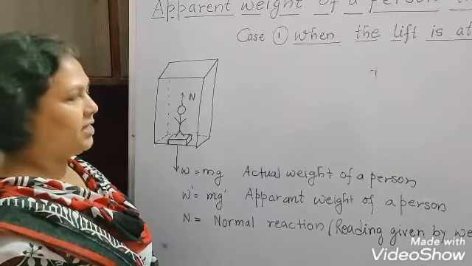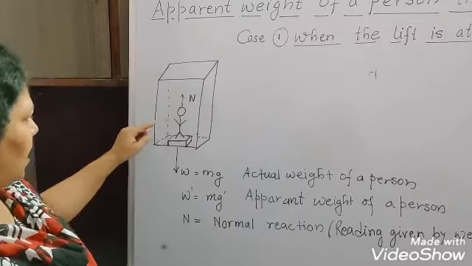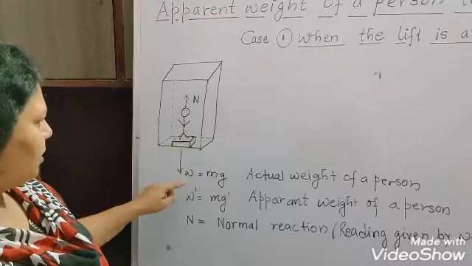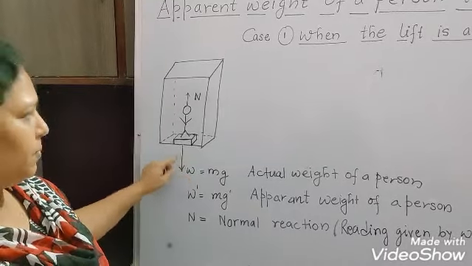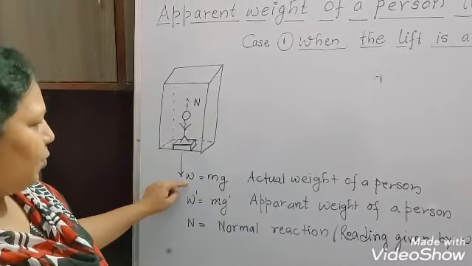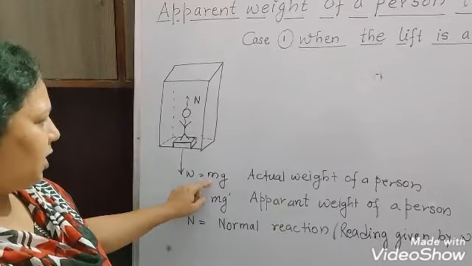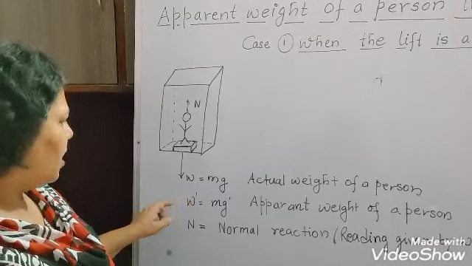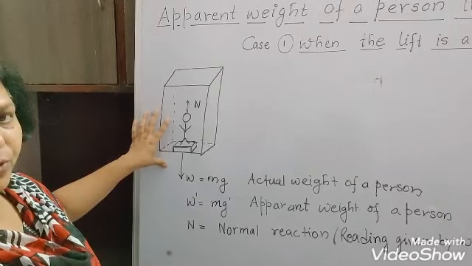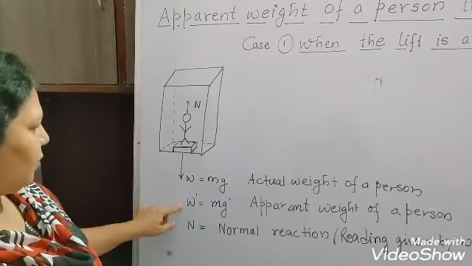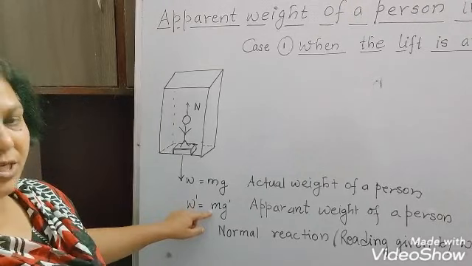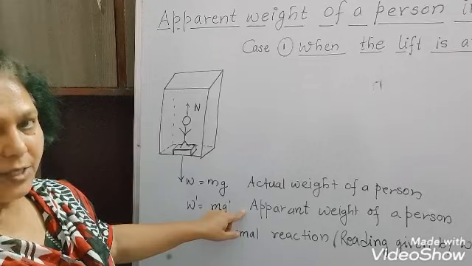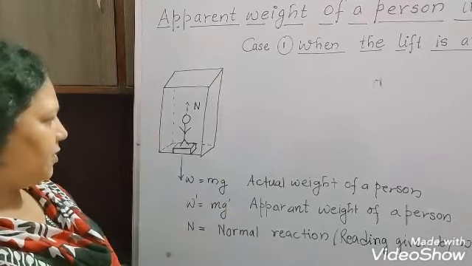First of all, since the mass of the person is M, the actual weight of this person is W, which is equal to mg, and this is the actual weight of the person. Here we'll see in different cases W dash, which is equal to mg dash, and this is the apparent weight of this person.